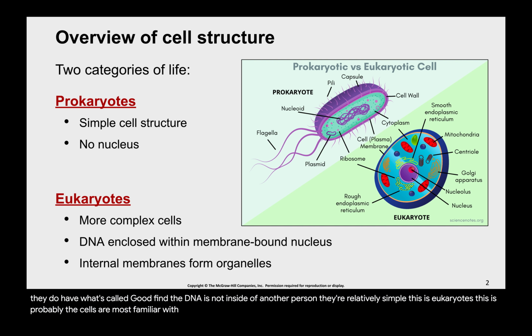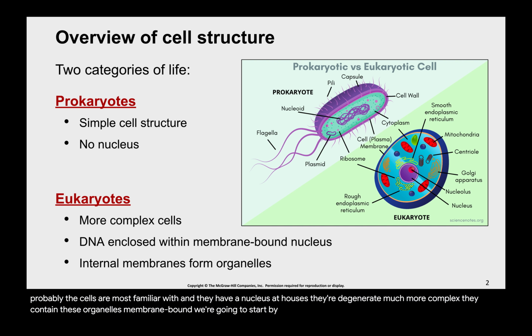So they're relatively simple. Versus eukaryotes, which are probably the cells you're most familiar with. They have a nucleus that houses the DNA. They're generally much more complex. They contain many different kinds of organelles which are membrane bound. We're going to start by just reviewing prokaryotes because it's not really the focus of this class. I do want you to know the difference.